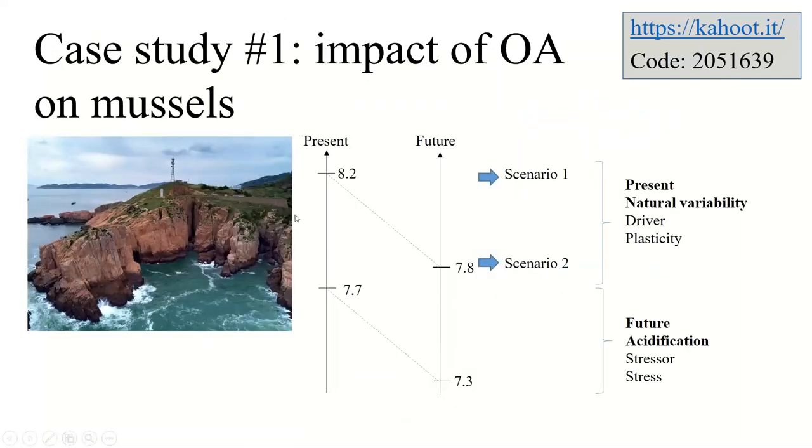And for our case study, that's the same story. I told you that the variability was between 8.1 and 7.7 in the area. What's happening is that in the future, you're going to have a shift of this range. So it's going to go down, and basically they're going to be exposed to lower pH. But the two scenarios that have been tested, 8.2 and 7.8, are still within the natural range of variability. So in that case, the two pHs are not really stressors, they are very likely drivers. And the effect you see is not a response to stress, but rather a response to variability.